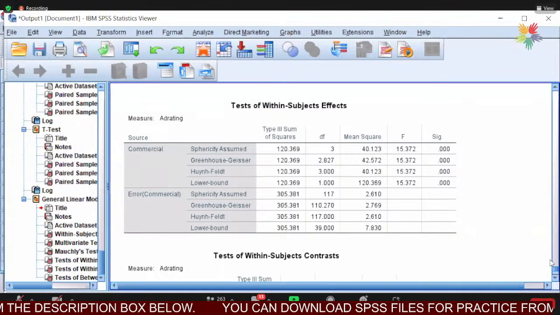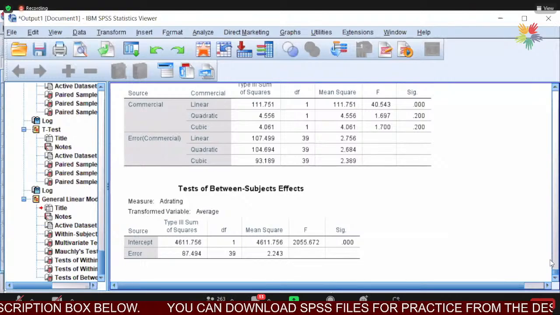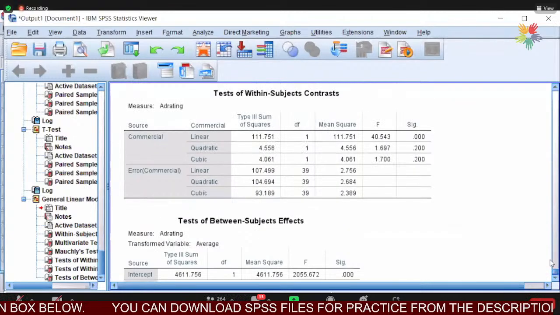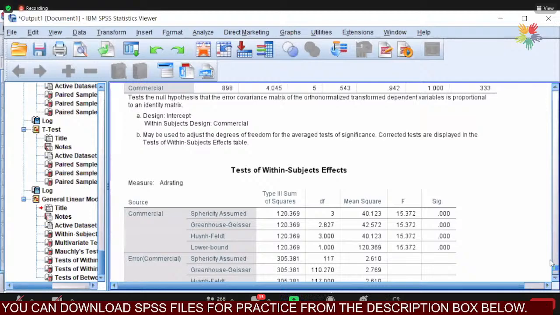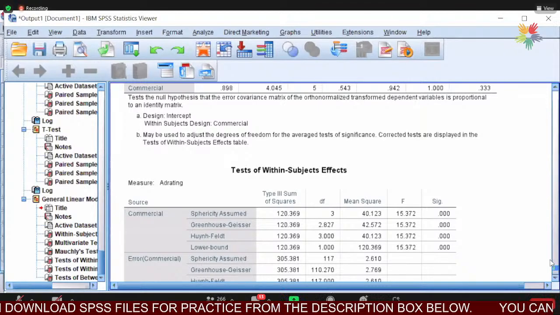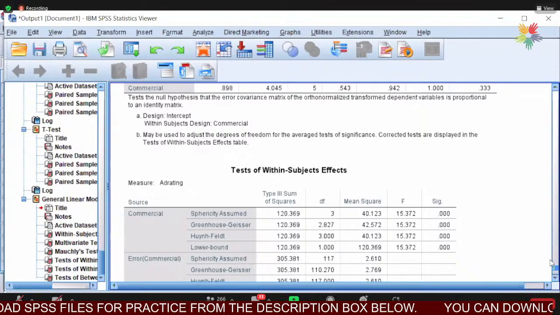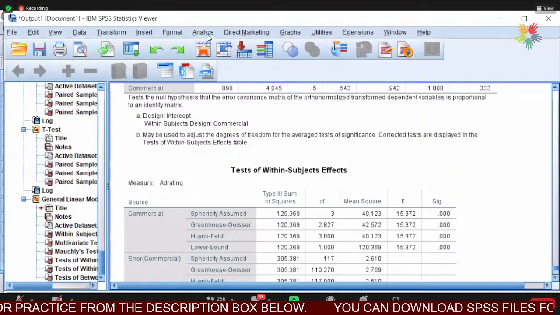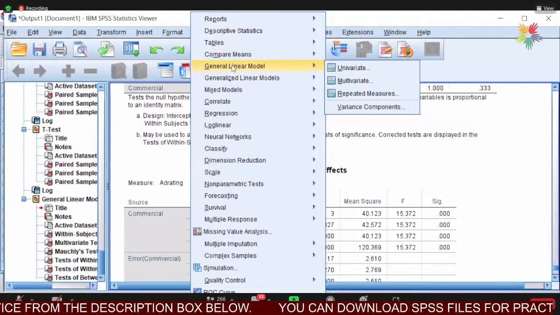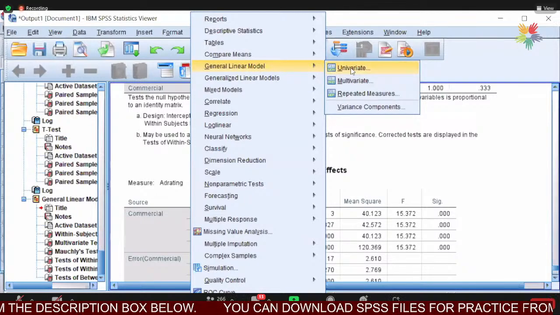Now we want to know which rating is a good rating, since we see there is a difference. So we have to look at the mean values.